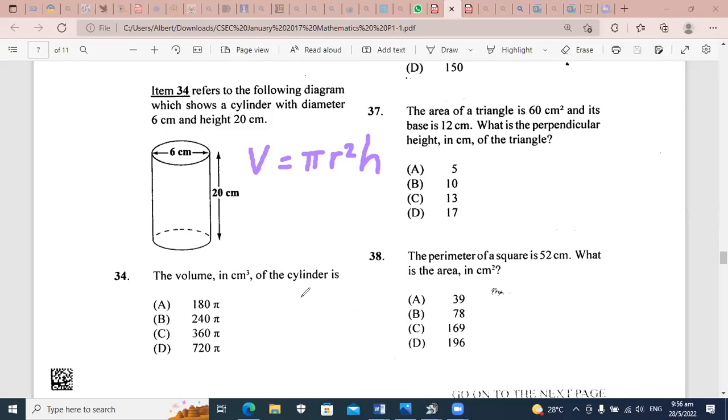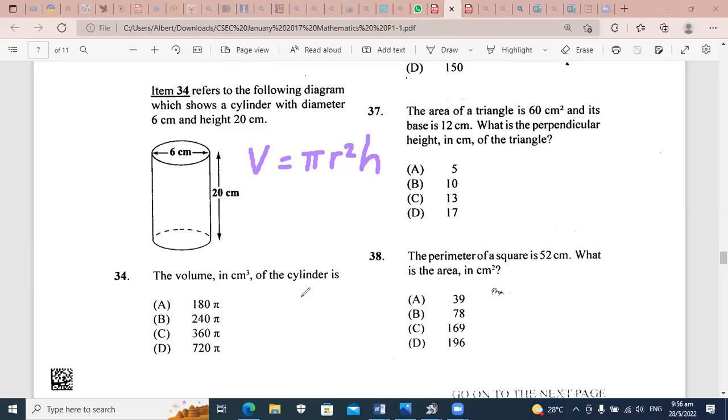Do you notice anything in particular about the answers? All of them have what? Pi in it, not true? Yes, sir. Right. So you're gonna work the question without working out pi.